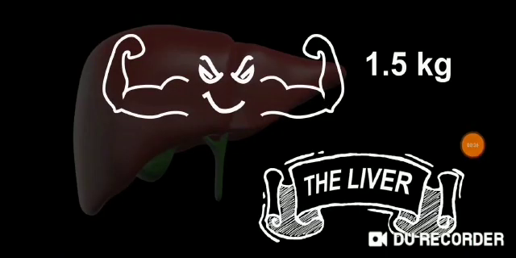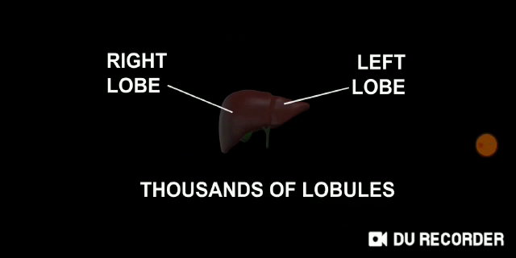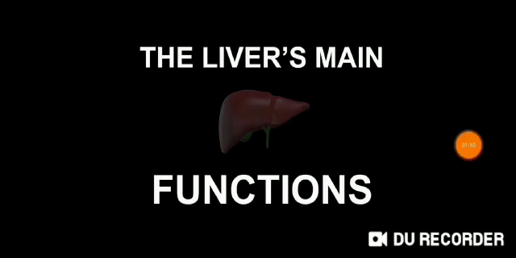The liver is also the heaviest organ within our body, weighing about 1.5 kilograms. It consists of two main lobes, each of which is composed of thousands of lobules. Now, let us talk about the liver's main functions within the body.